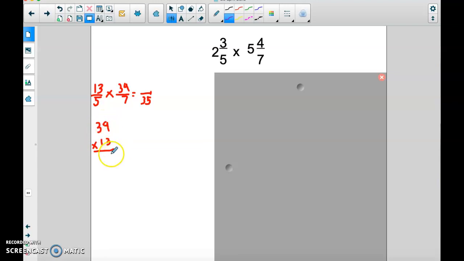So then 3 times 9 is 27. 3 times 3 is 9, plus 2 is 11. Drop the 0, cross this out. 1 times 9 is 9. 1 times 3 is 3. Add it up. So you end up with 507/35.